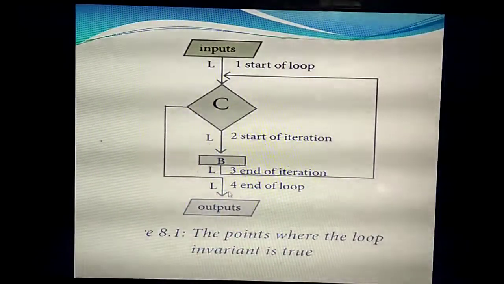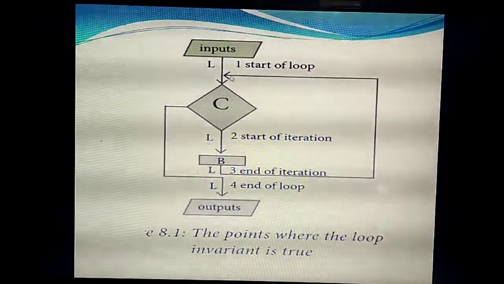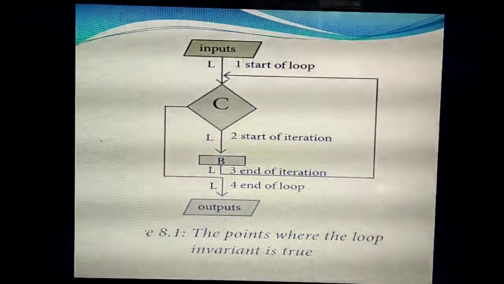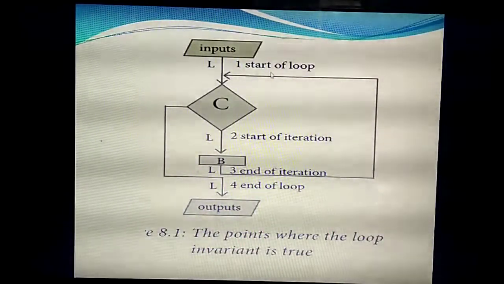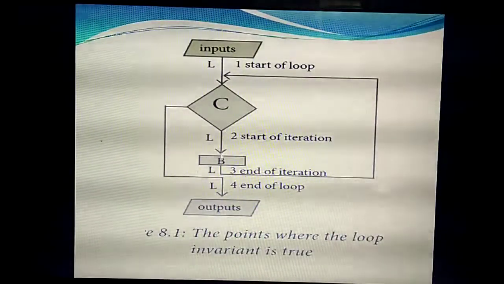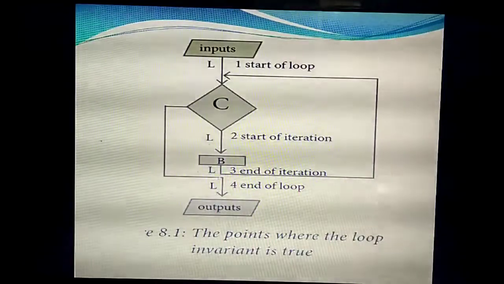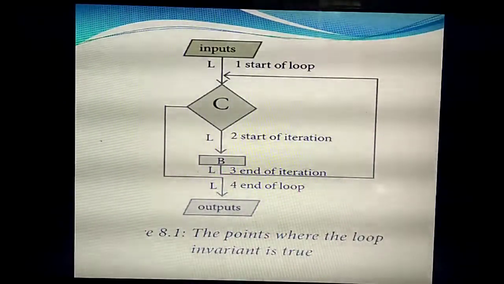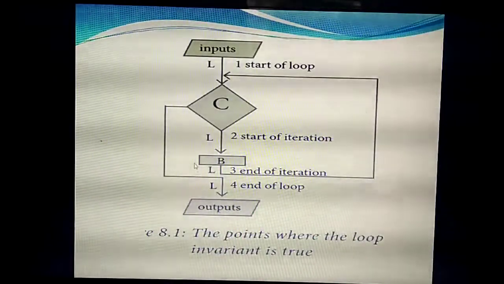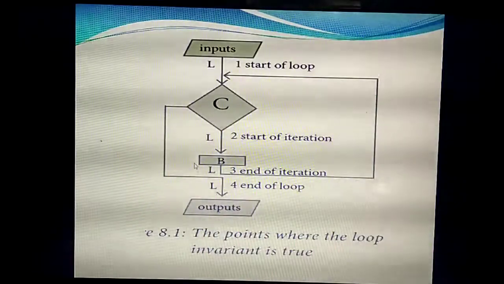Then output. So when does it become true? Listen, at the starting of the loop after giving the input, for example a, b as 10, 15. With this input the loop invariant is true at the start of the loop. Then giving the condition, this is the iteration, so here also it is true. Then the loop body, here also it is true. Then the end of the iteration and the end of the loop, here also it is true. Very, very important, loop invariant. If they ask, you need to write the definition, then the syntax and this flowchart. Very, very important.